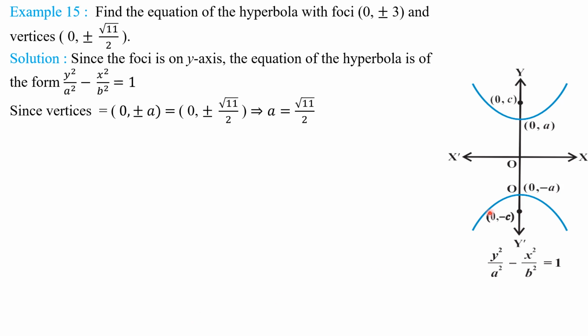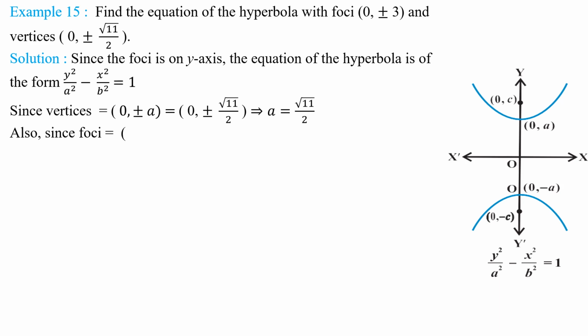So now, my children, what are the vertices of this hyperbola? 0, comma, plus or minus a. So 0, comma, plus or minus root 11 by 2. We are equating these two. So what will you get here? a value is root 11 by 2. Understood this step, my children? We got a value. Now we have to find b value.